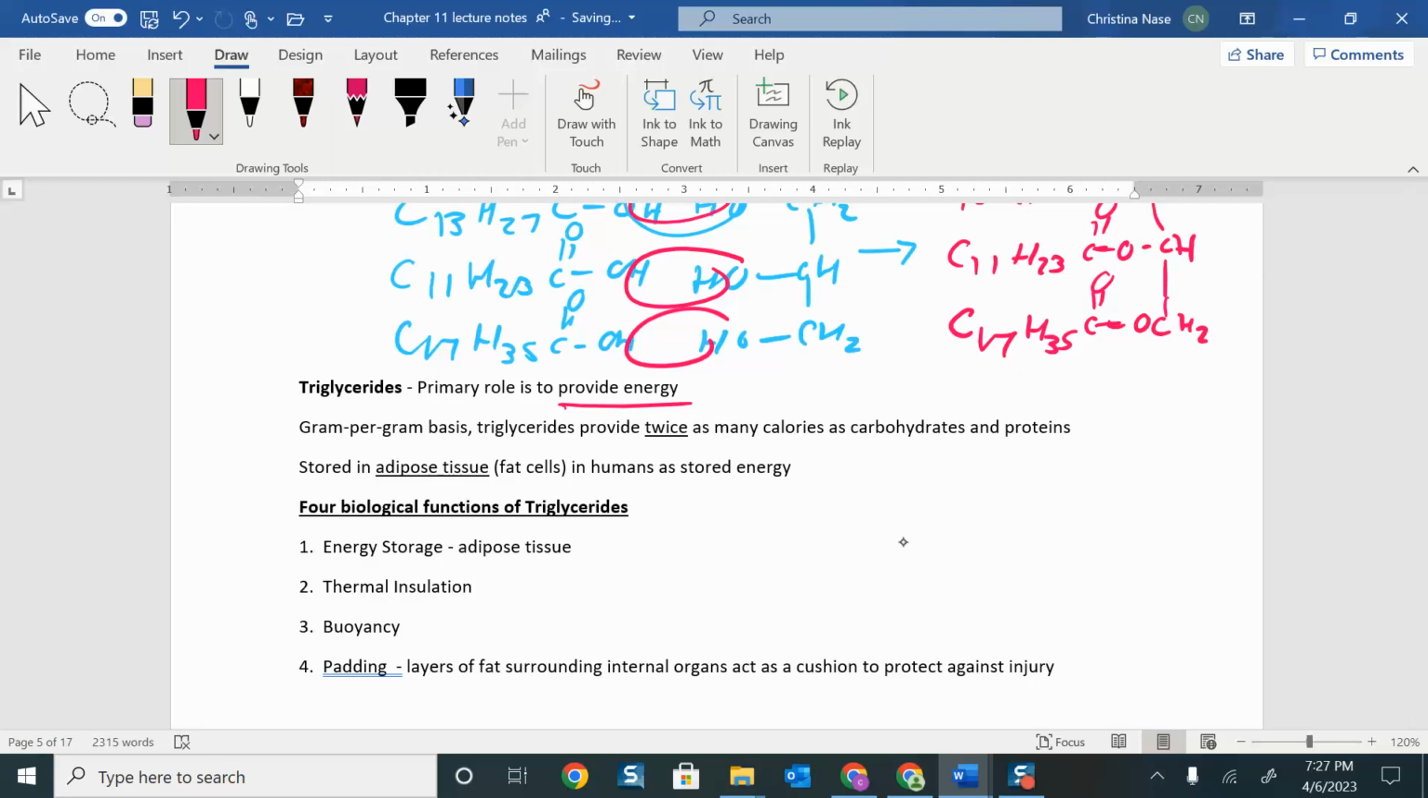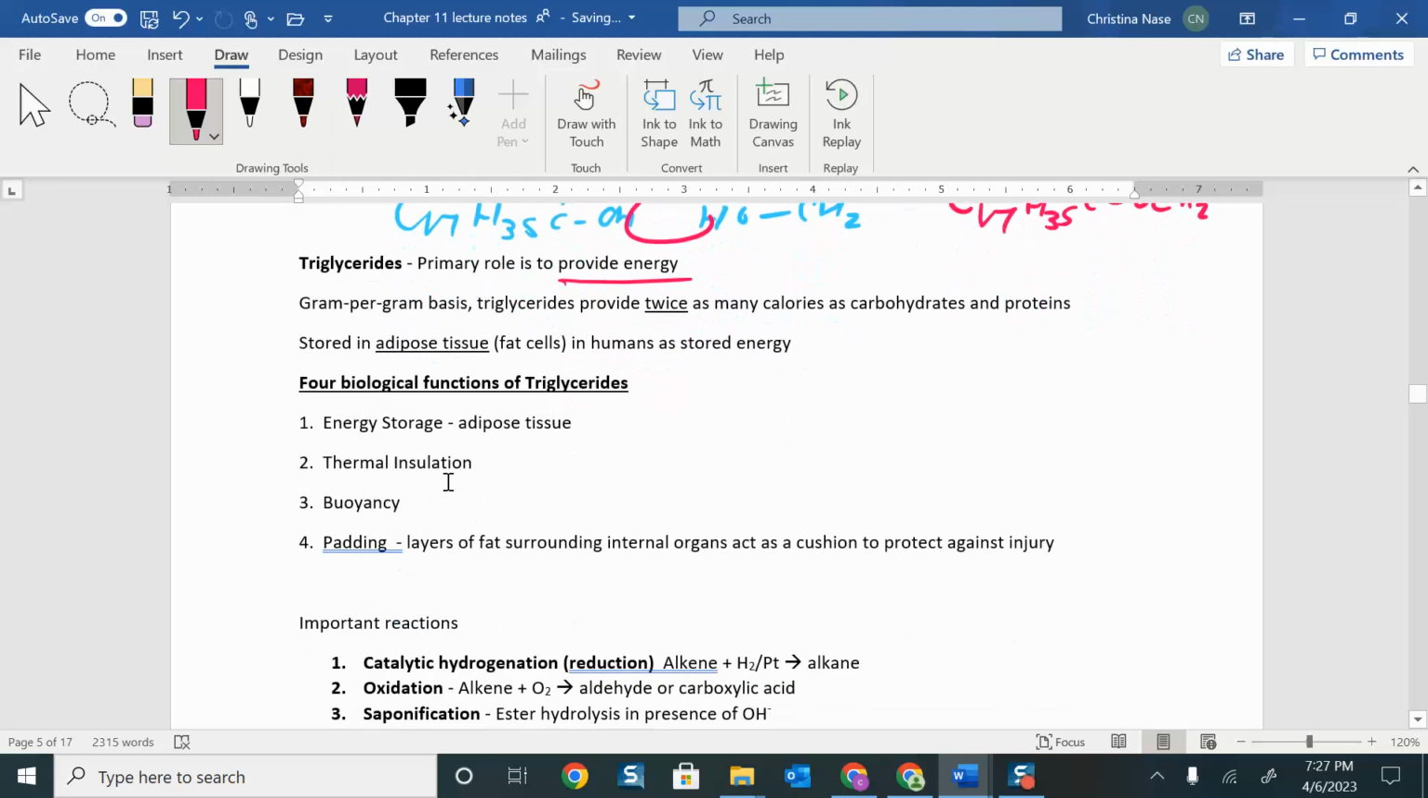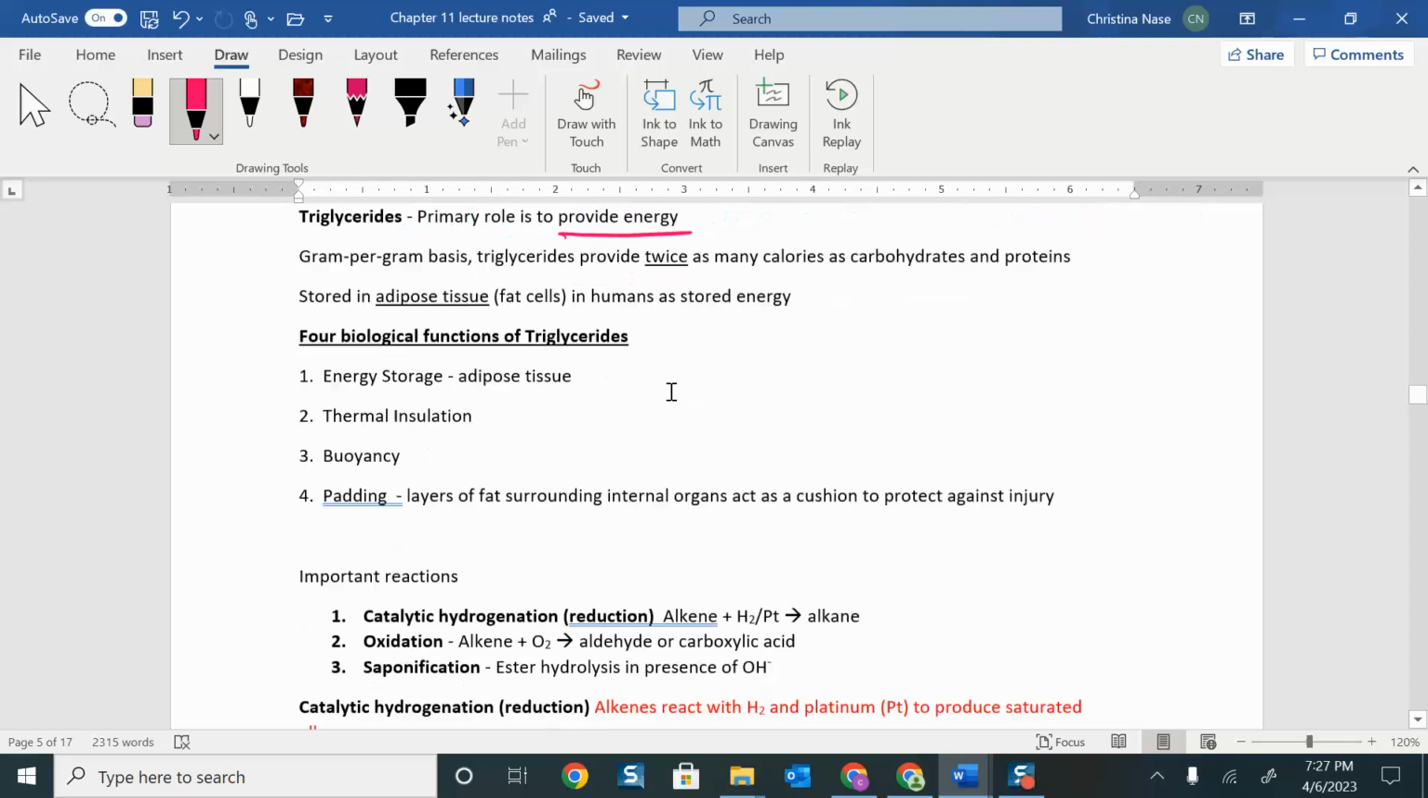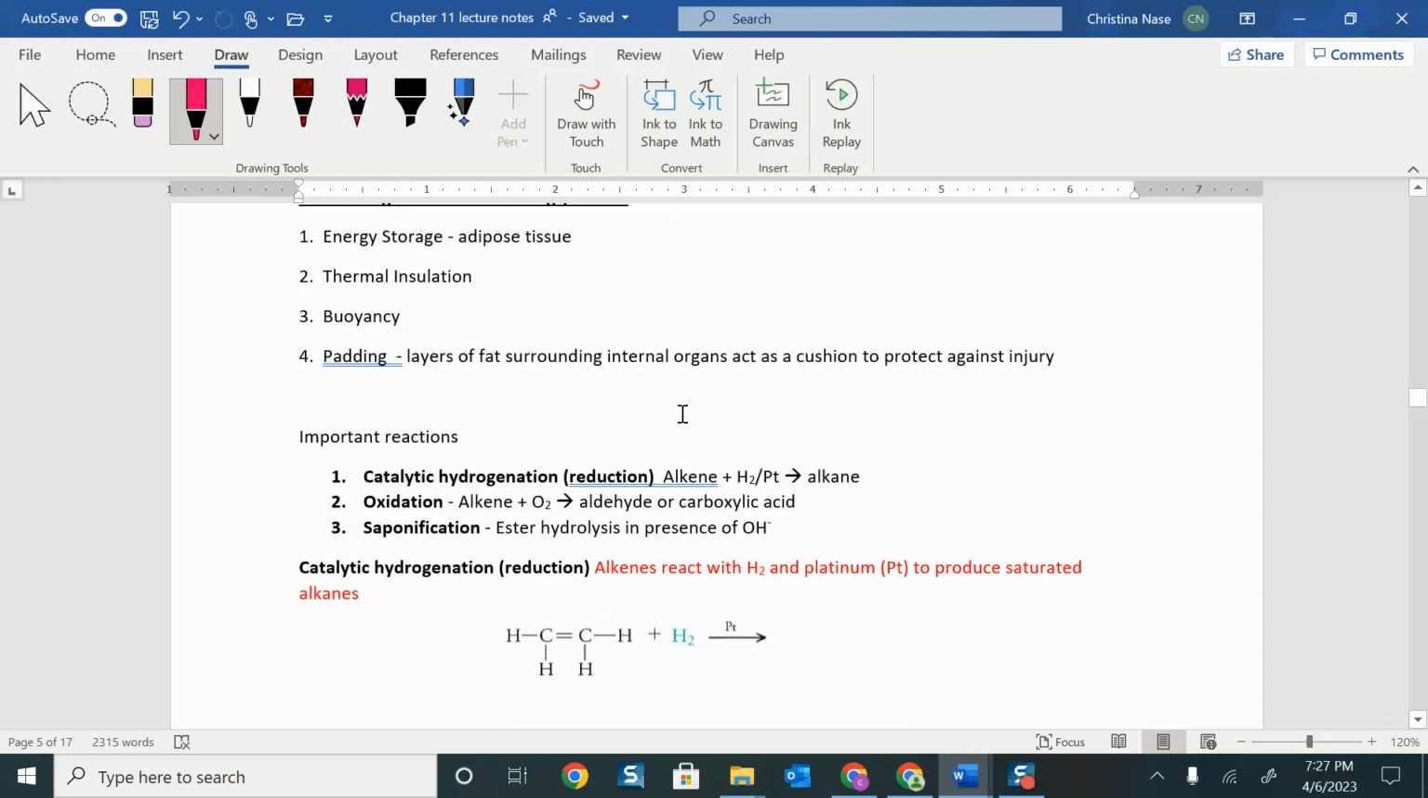Other things that you'll see, so what else do fats do? Thermal insulation, buoyancy, and padding. So padding's good, it's going to be like a layer of fat surrounding your internal organs. Cushion it against some kind of a blow, protects your internal organs. So that's good. And then like penguins and things that need to keep warm or need to be buoyant are going to also have quite a lot of triglycerides in their body to help them do that.